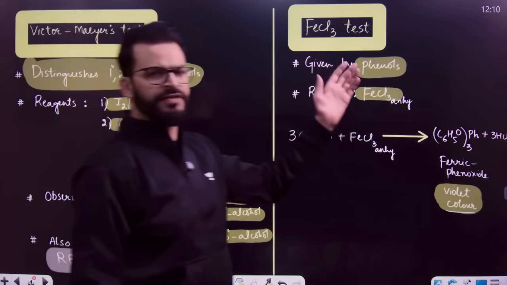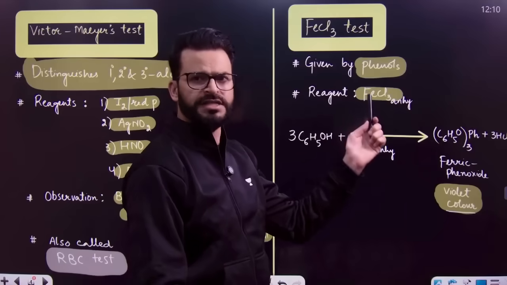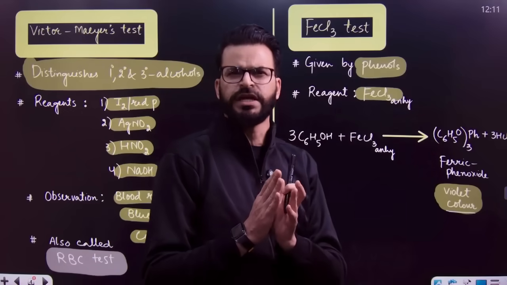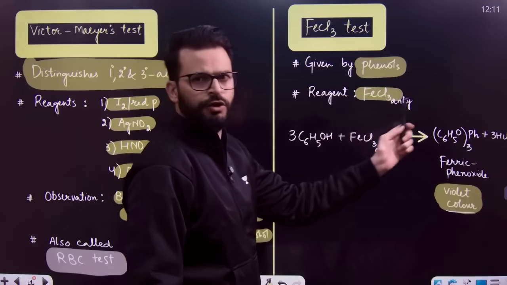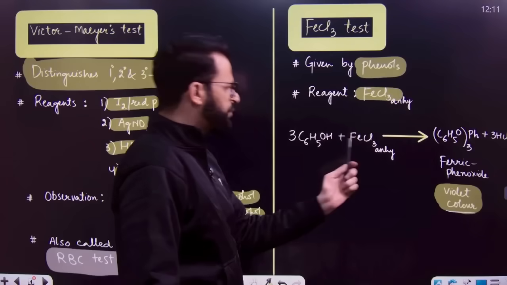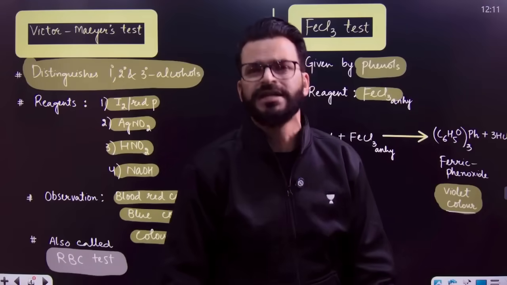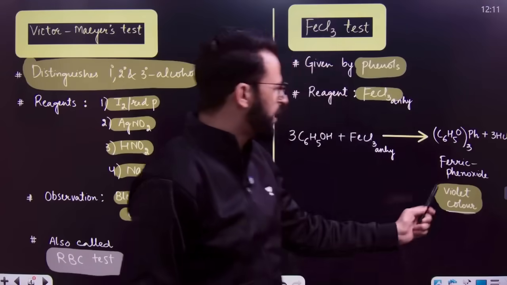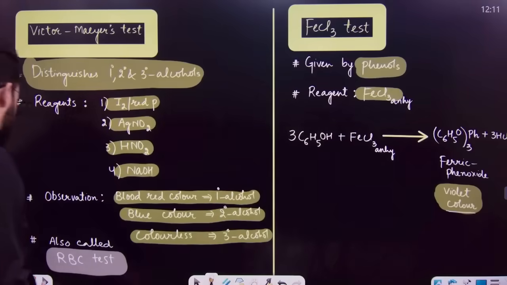After that, we have another test known as the ferric chloride test. This test is given by phenols. With the help of this test, we can distinguish phenol and alcohols. The reagent used here is ferric chloride, anhydrous ferric chloride. Phenol reacts with ferric chloride and results in the formation of ferric phenoxide, and the color of ferric phenoxide is violet. So with the help of this, we can distinguish phenol and alcohols.